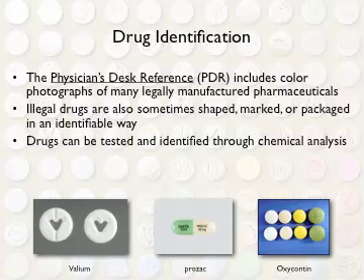It's important to be able to identify specific drugs, and there's a reference that's put out every year called the Physician's Desk Reference. In the book, it describes all of the drugs that are currently in production. They include color photographs of lots of the pharmaceuticals that are on the market. And it's also the case that illegal drugs are sometimes shaped, marked, or packaged in some identifiable way. So the background image that you see here are illicit drugs. It's ecstasy, and they are pills that have been stamped with the manufacturer's trademarked image, some symbol that a manufacturer uses.